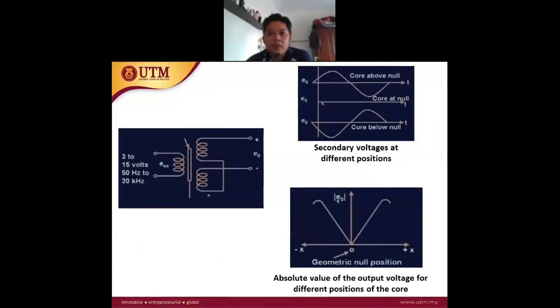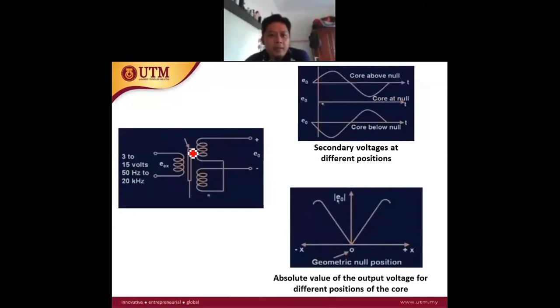Okay, so we look at another slide. This is the base diagram of the LVDT. We have a main primary giving input of 3 to 15 volts amplitude, and the frequency of operation is around 50 hertz to 20 kilohertz.